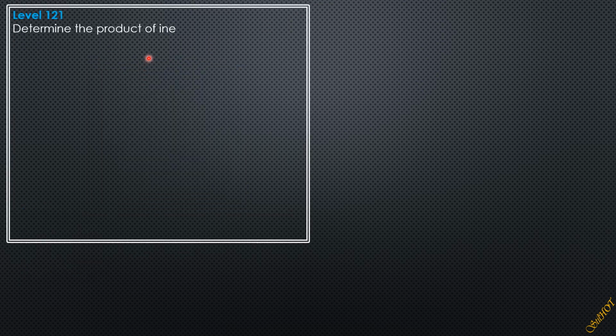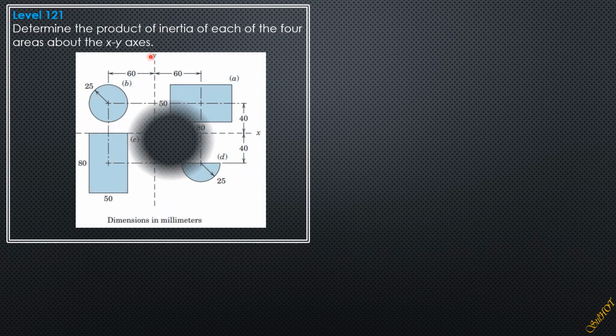Level 121, determine the product of inertia of each of the four areas about the xy axis. So take note that each of these areas has a centroidal axis, has a symmetric axis. For these three, all have symmetric axes both. So with respect to the centroid 0, if we apply parallel axis theorem, then the only term which has a product of inertia about the xy axis would be that area times x bar times y bar. Same is true with this semicircle.